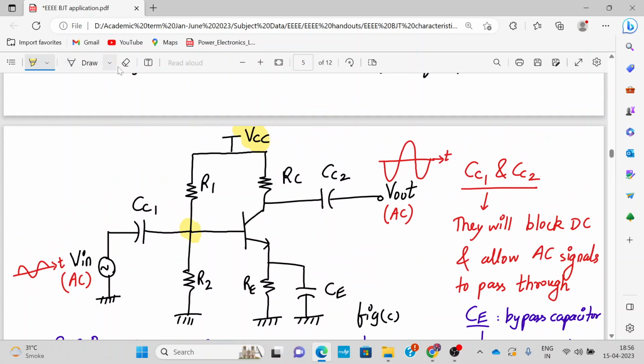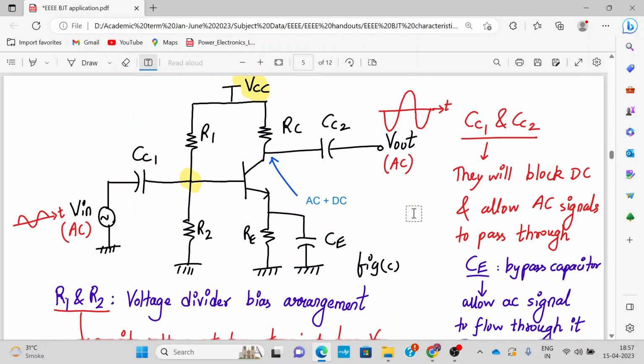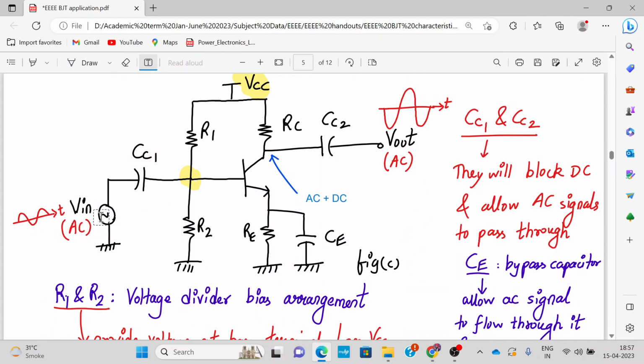So at this point, for example, let us consider this point. If you see, it contains both AC as well as DC. Let me add over here, this contains both AC plus DC. So at the output we want only AC, DC will be blocked. That's the role of your CC2 capacitor. Capacitor will block the DC value and allow the AC to go through. So that's how we can analyze. Input V in is an AC, and output is also an AC quantity. Output is an amplified form of the input, and that's why we say it is acting as an amplifier.